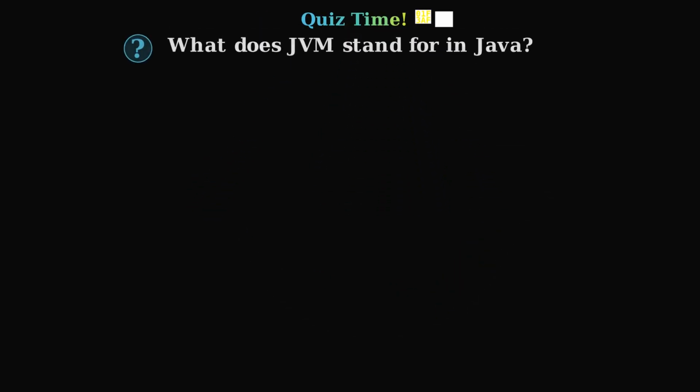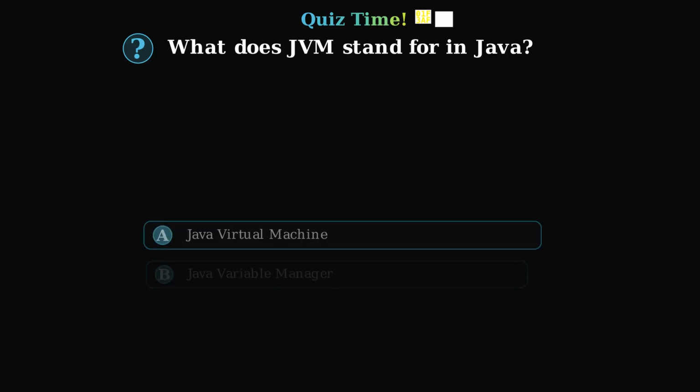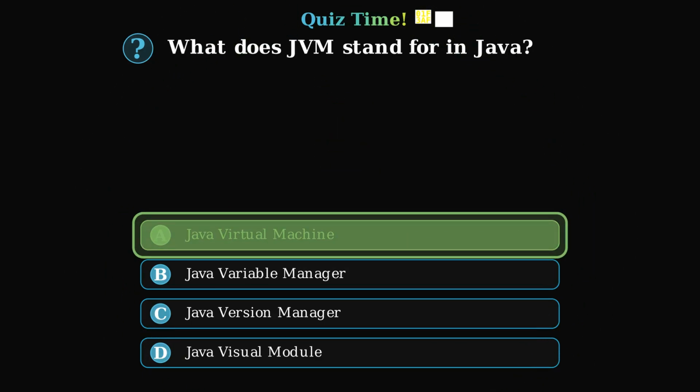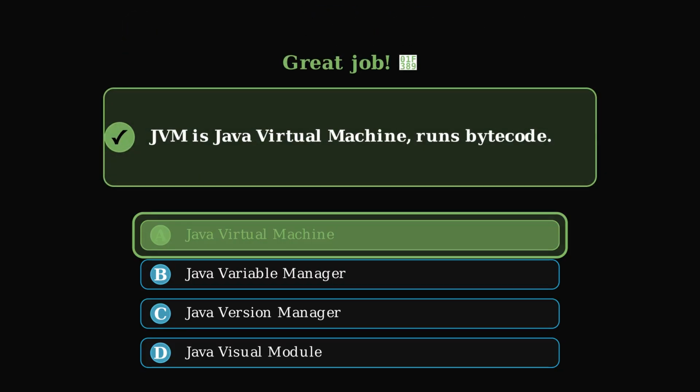Quiz time. Test your understanding. What does JVM stand for in Java? Which one is correct? The correct answer is JVM is Java Virtual Machine, runs bytecode.